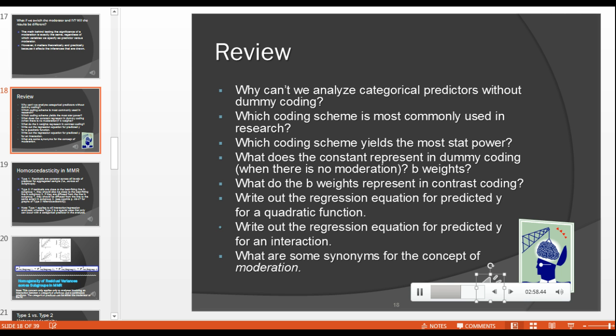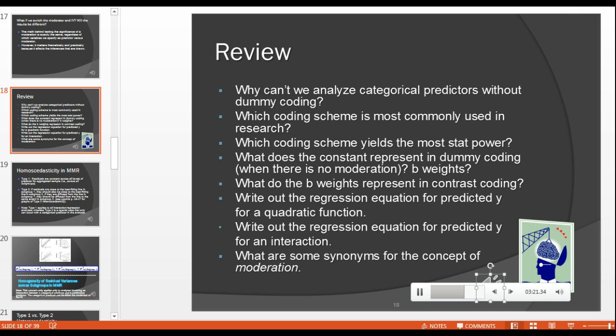What does the constant represent in dummy coding? The constant represents the mean of the reference group, whichever group you designate as that. It will be the mean of that group. And the B weights represent the focal group's mean minus the reference group's mean. And of course, if those are significant, then we know that that's a significant difference.